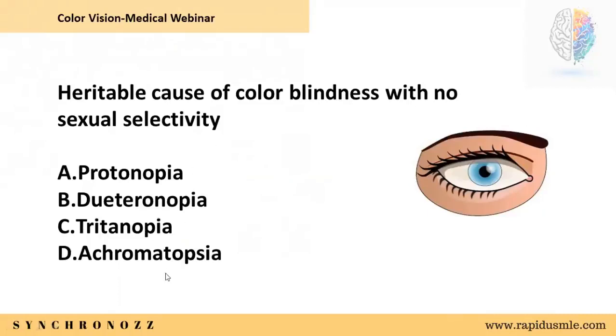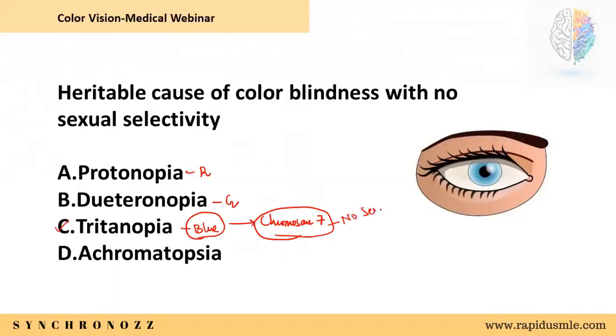The answer here is tritanopia. Why is it tritanopia? I already told you. Proto means red color blindness, deutero means green color blindness, trito means blue color blindness. The gene for the blue sensitive cone is located on chromosome 7. So this is not X-linked. That is, there is no sexual selectivity when it comes to tritanopia. So that is the answer.